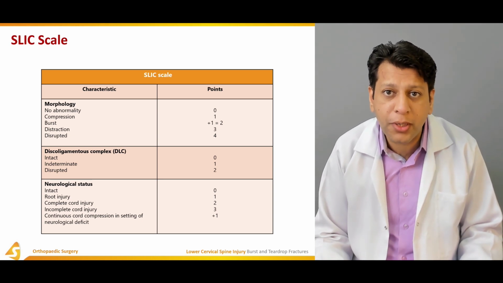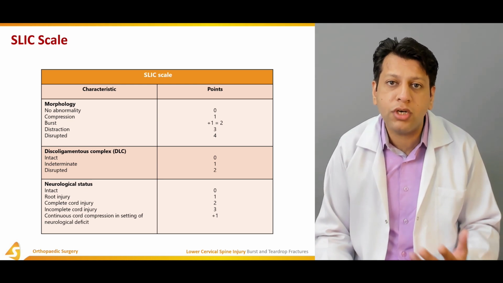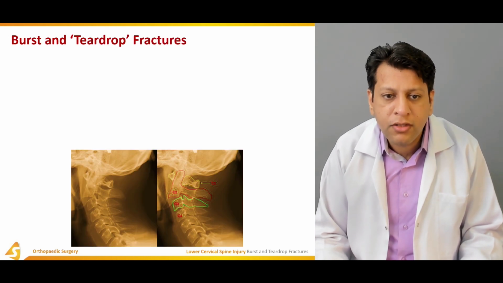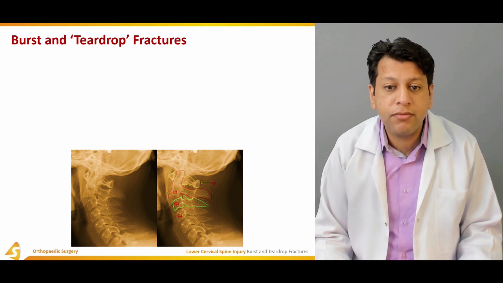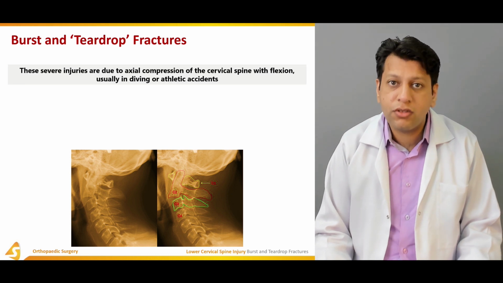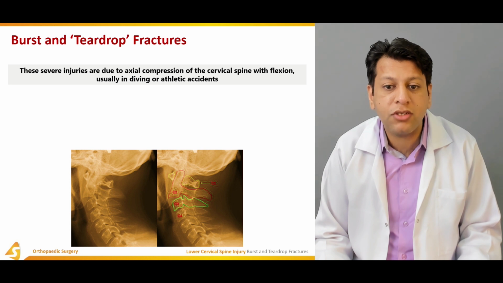You add these 3 points, you get a score, and if the score comes higher, that means it requires more of a surgical fixation rather than conservative treatment. Now there are two types of fractures: one is called the burst fracture, another is called the teardrop fracture. These are severe injuries due to axial compression of the cervical spine with flexion, usually occurring in diving and athletic accidents.